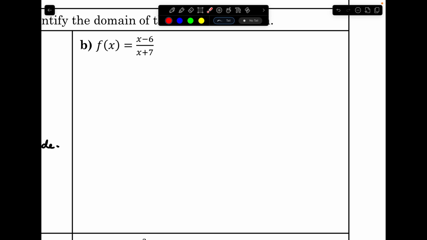So let's move on to the next example. Similarly, we're going to do the same thing to identify the x-intercept: we're going to look at the numerator, x minus 6, and set it equal to 0.